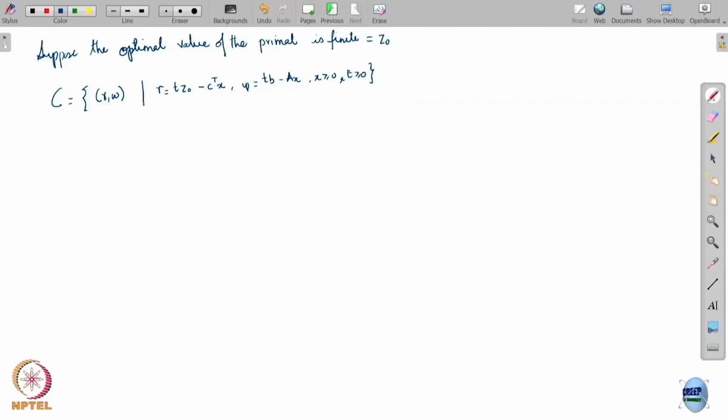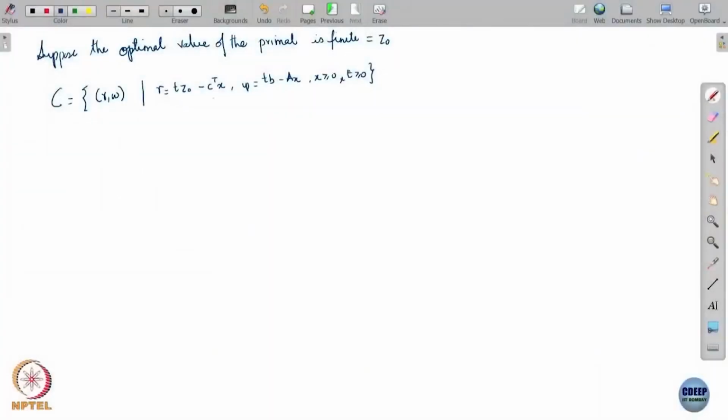So, C is this set of (R, W) that satisfy this. It is the set of (R, W) that can be expressed in the following way. R can be expressed as T Z0 minus C transpose X for X greater than or equal to 0 and T greater than or equal to 0, and W can be expressed as T B minus A X for X greater than or equal to 0 and T greater than or equal to 0. For the same X and T, R can be expressed in this way and W can be expressed in this way. This is the set C.